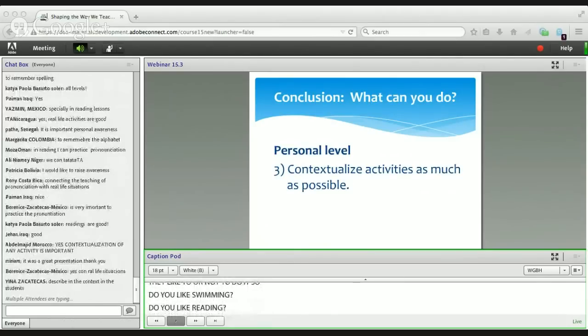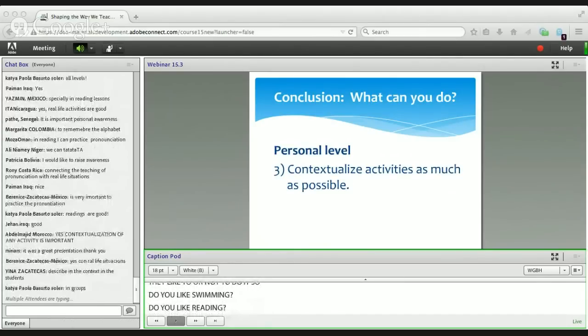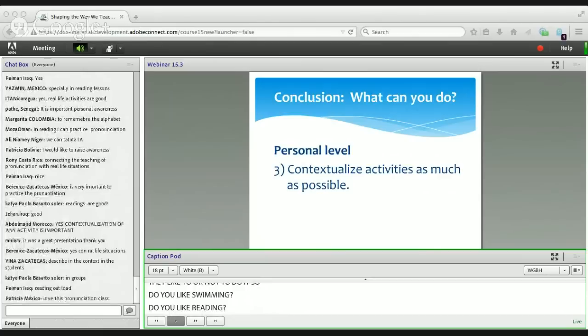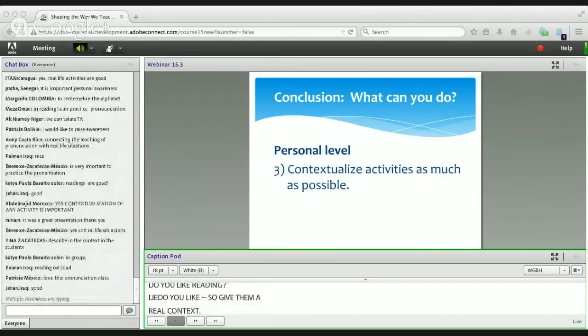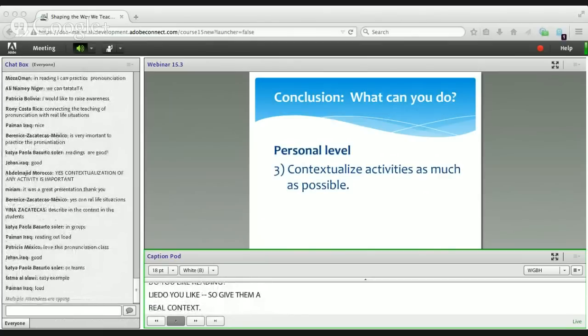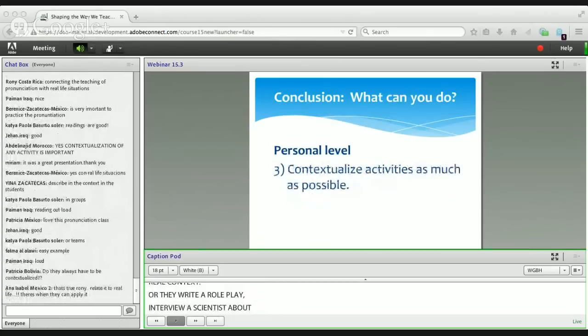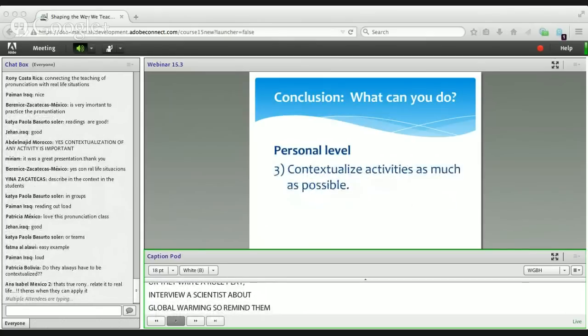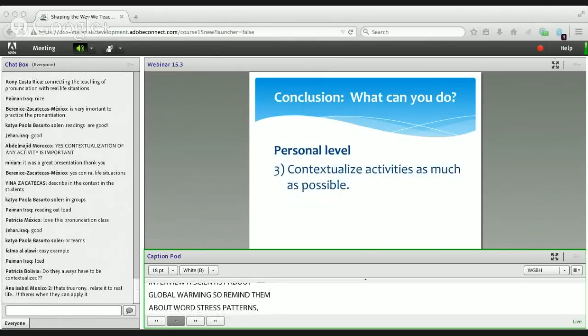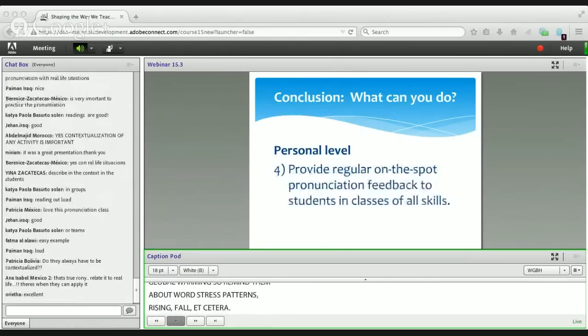Or they're going to write a role play and interview a scientist about global warming, and then remind them of some of those word stress patterns, rising, falling, etc. So drilling has its place. Just idle drilling, that's fine, but then move to meaningful language as much as possible.